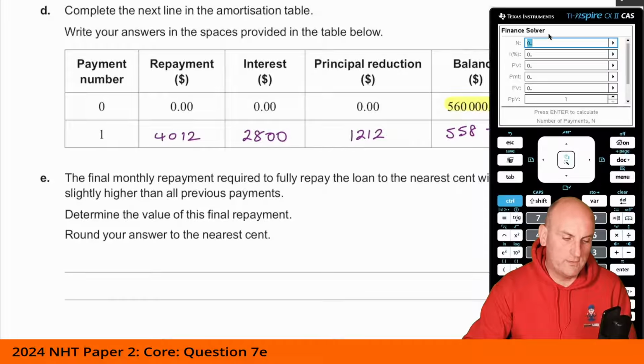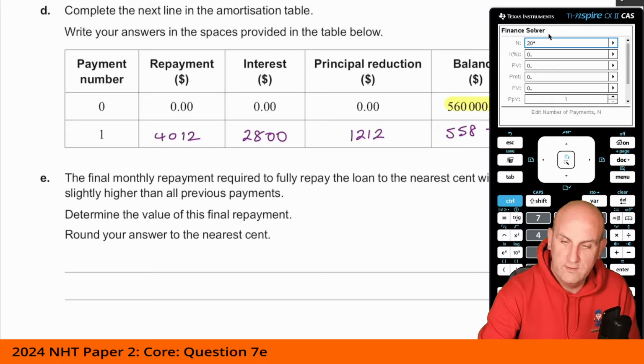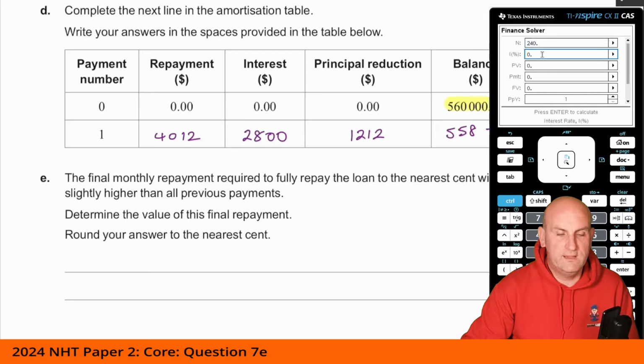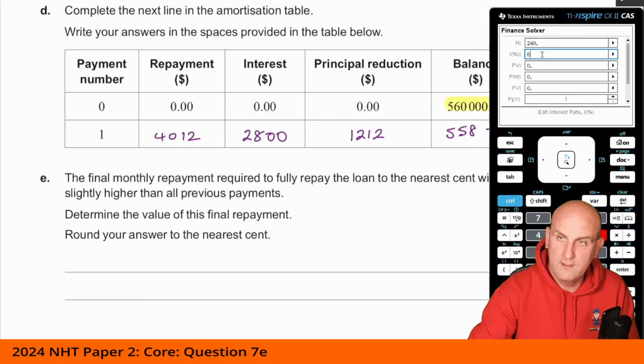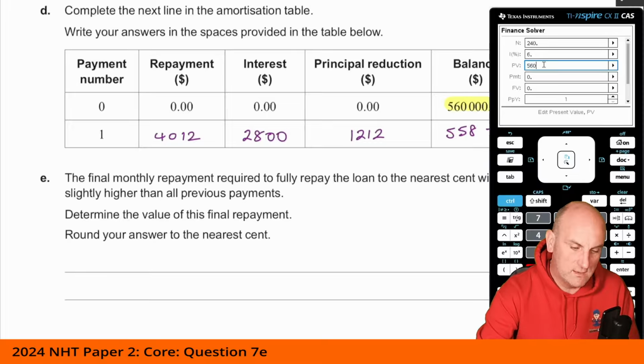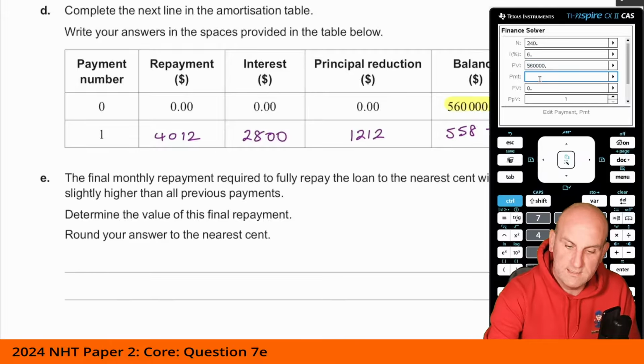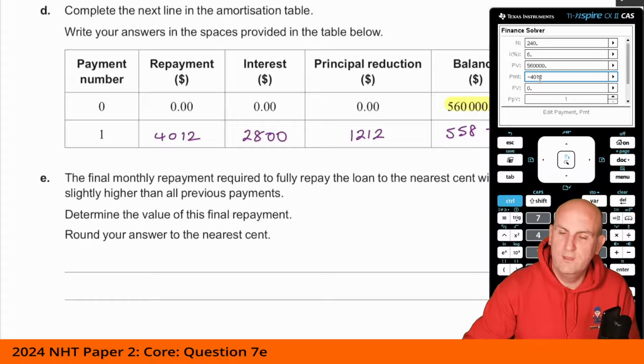Right, so for the final monthly repayment required, we know that it's going to take 20 years at 12 months. My interest rate, they said, was 6. My principal value, because was it a loan or investment? It's a loan, so it's going to be 560,000. We know the payments are going to be minus 4012.